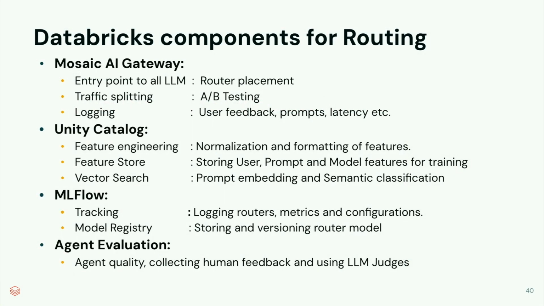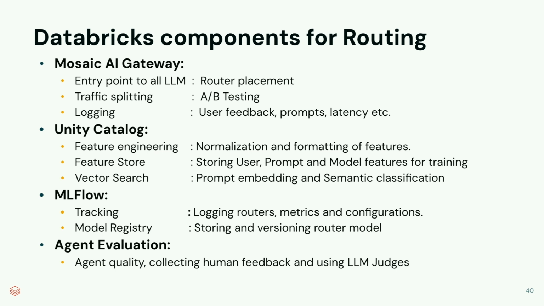On Databricks, we have Mosaic AI, which is the singular most important point for placing your router, because all your queries would be coming in through the Mosaic API gateway. That means that's where you need to have your intelligence, where the LLM router is sitting, understanding the prompt complexity and other features, and rerouting it appropriately to the right LLM. This is also where you can do traffic splitting, like A/B testing, online experimentation, evaluation, and all the logging related to latencies, the prompt, what is going in, and which model is picked. All the training data would come from here.